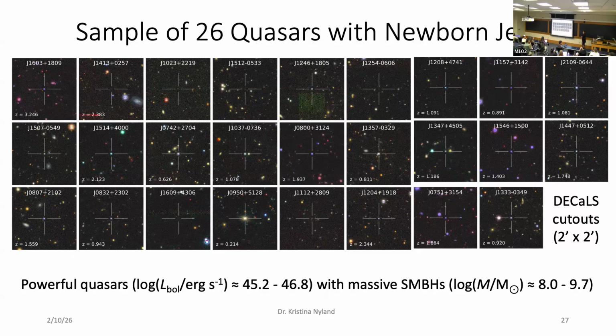This is a nice summary of their properties. They span a range of redshifts from 0.2 to 3.2. They tend to be powerful quasars. Their luminosities are 10 to the 45 to almost 10 to the 47 ergs per second. And their black holes tend to be massive, 10 to the 8 solar masses and up.